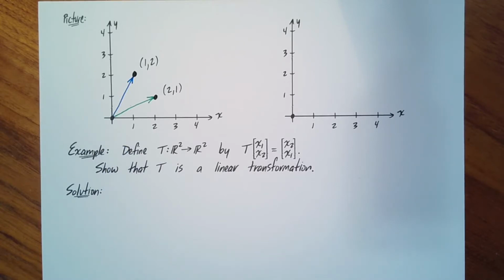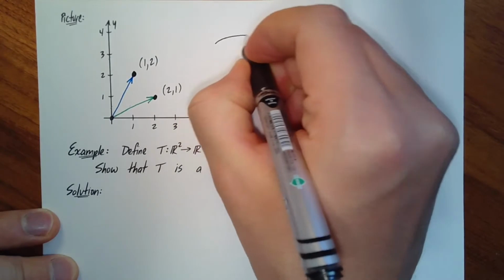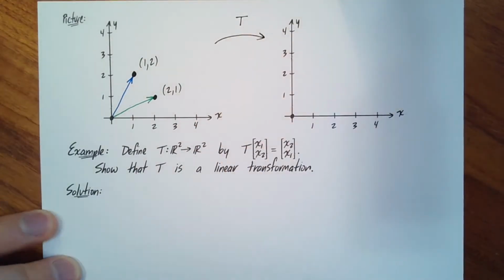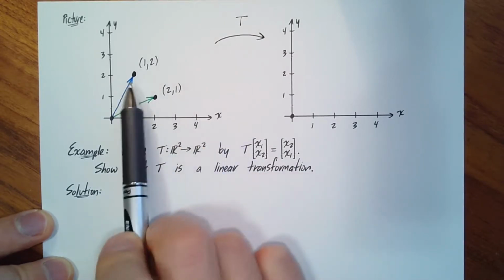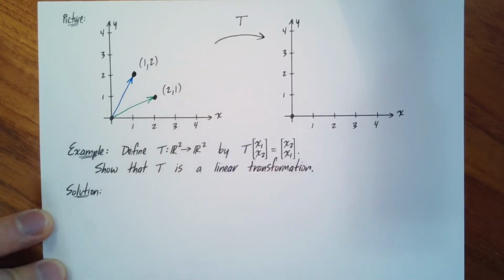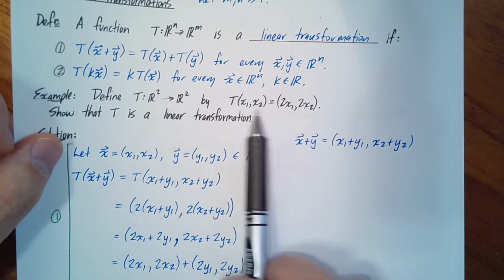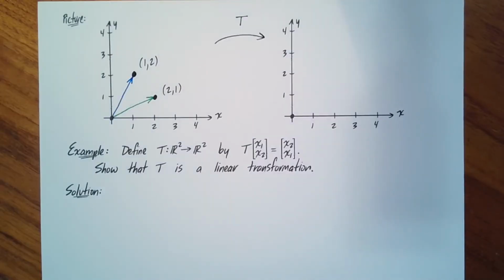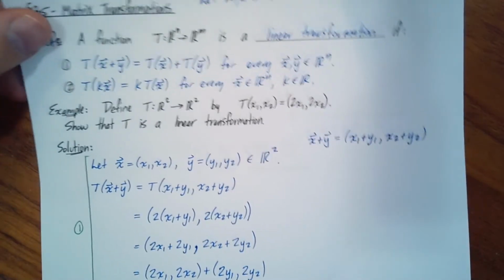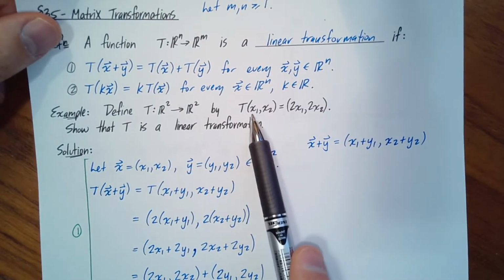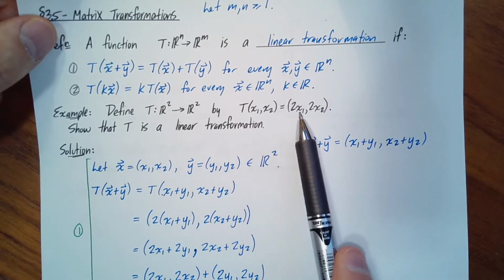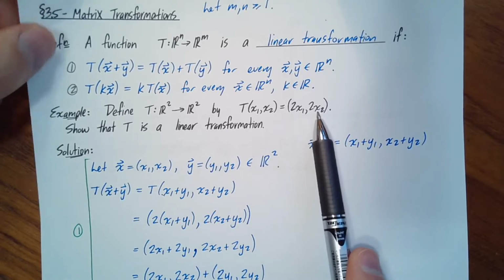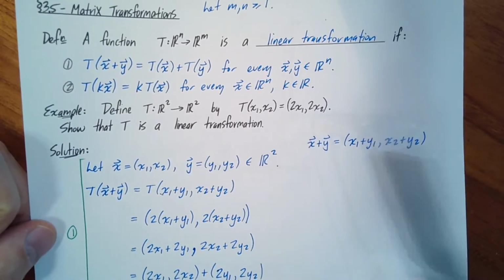So let's take a look at what the function T would do to these vectors. So here's the idea. I've drawn a vector in blue on the left-hand graph. T does something to that vector. If you plug this vector into the function T, it's going to change it, according to this formula. So what is the output vector going to be? Well, if you actually work out T of (1, 2), plug in 1 for x1 and 2 for x2, you're going to get 2 times 1 for the first coordinate and 2 times 2 for the second coordinate. That's going to give you the point (2, 4).